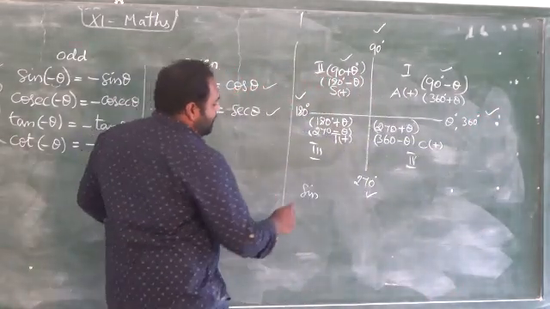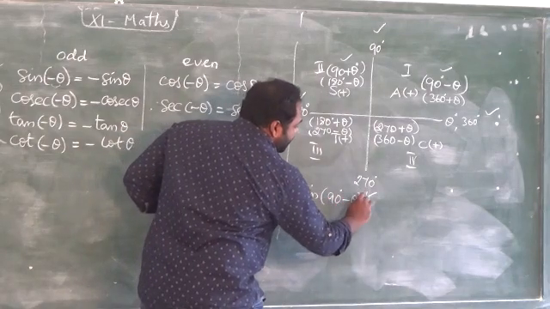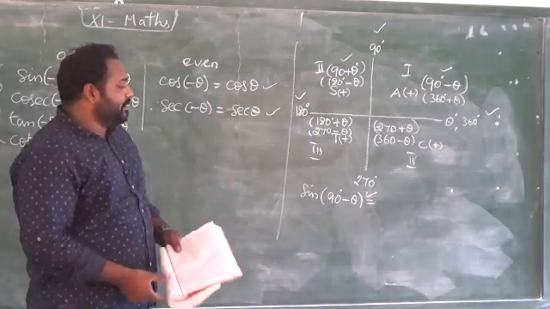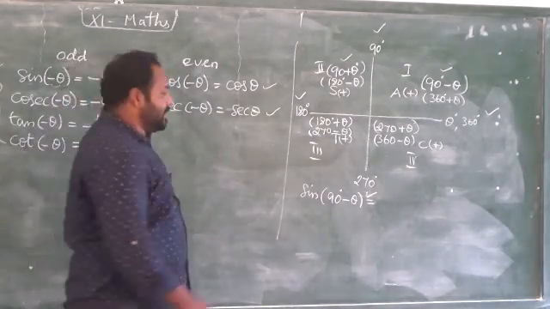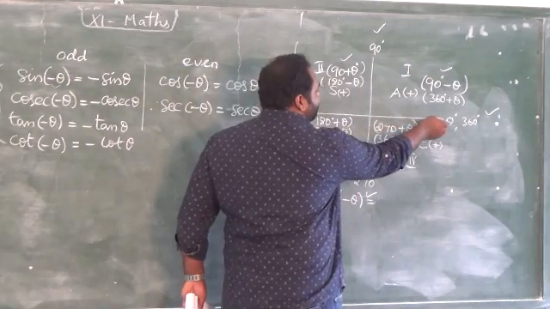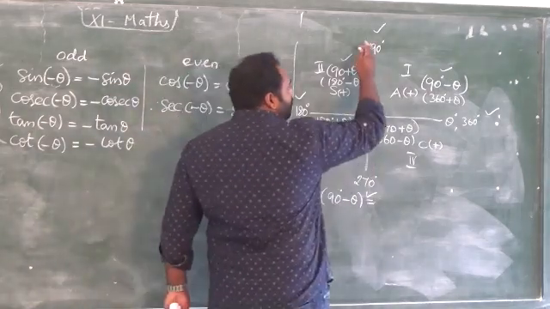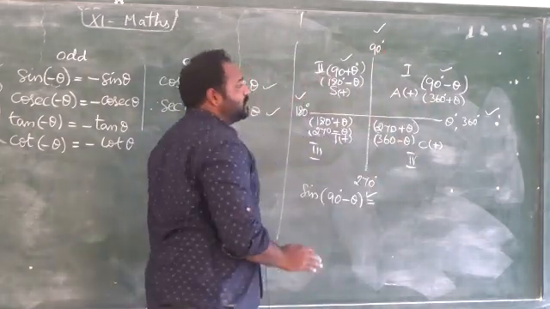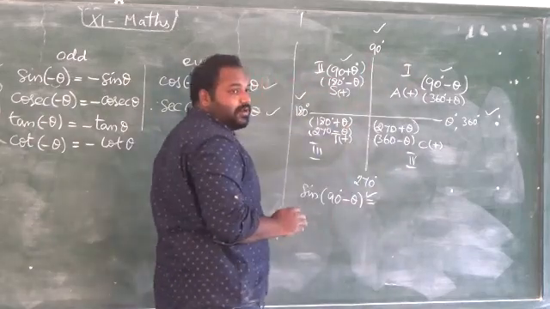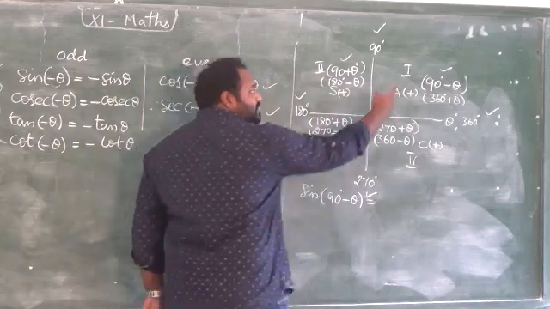See, sine of 90 minus theta. How can we write 90 minus theta? If you take from here to here, one rotation is over. So 0 to 90, one part rotation is over. A complete rotation is 360 degrees, so one part rotation of 90 is over. So 90 minus theta occurs in the first quadrant.